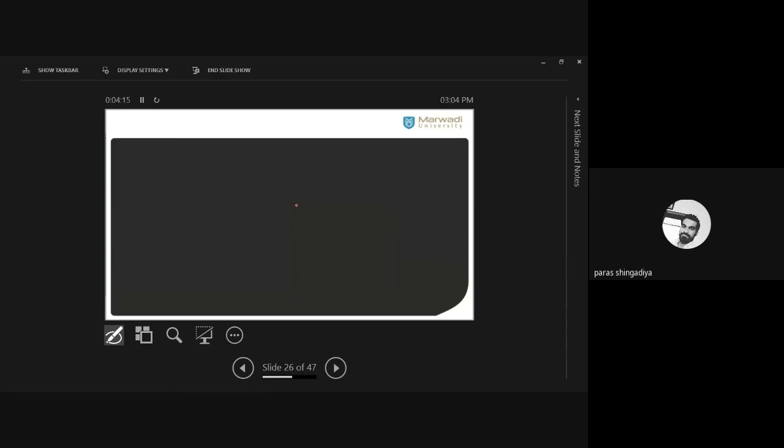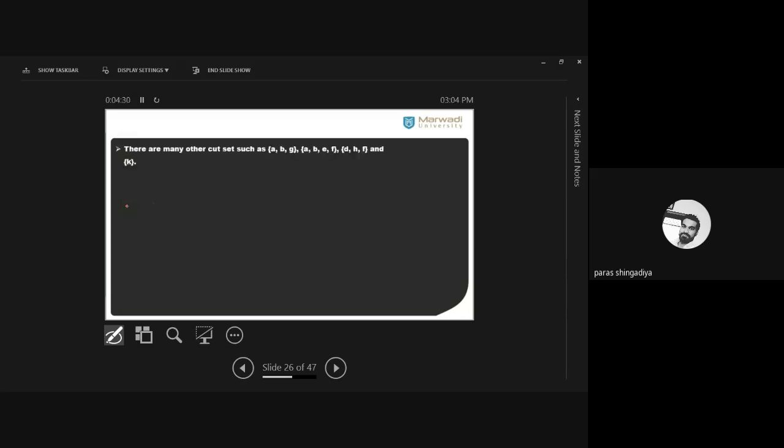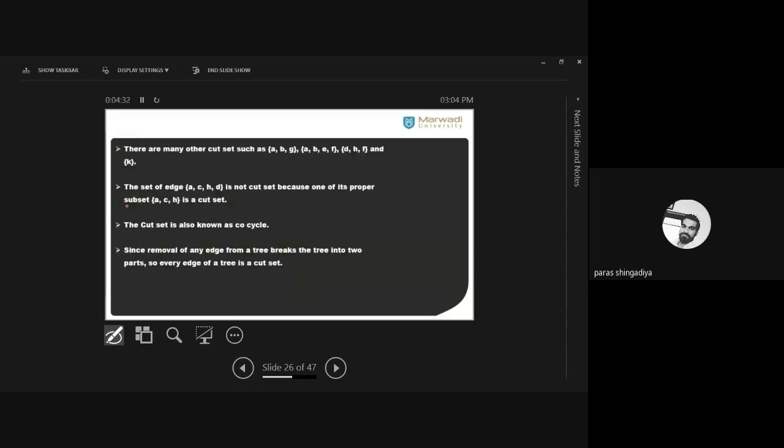Okay, and here some more cut sets you can define. The singleton K is a cut set we can consider. H, D, A, C, H we can consider as a cut set. A, B, G we can consider as a cut set. Many cut sets we can consider from any graph. Clear? And the explanation is given here.